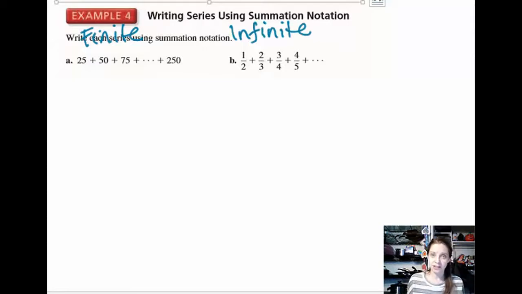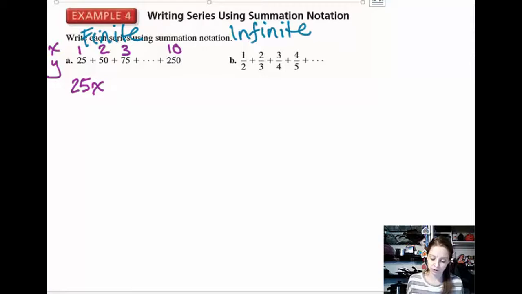What I like to do first is figure out the rule. I'm going to put the domain above these terms. That is 1, 2, 3. Call this X and Y for now. So what is my rule that gets from X to Y? And each term is 25X, which would make 250 the 10th term.